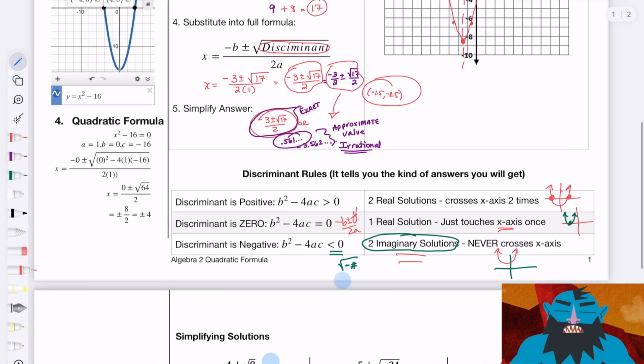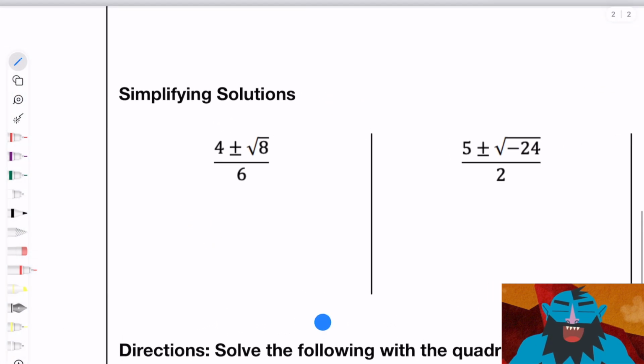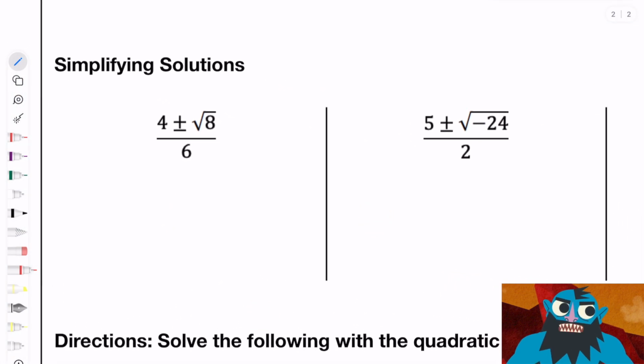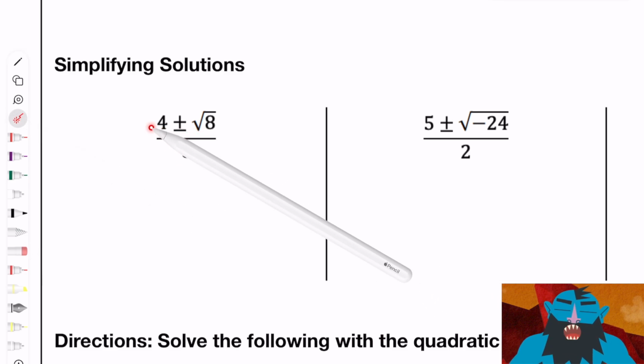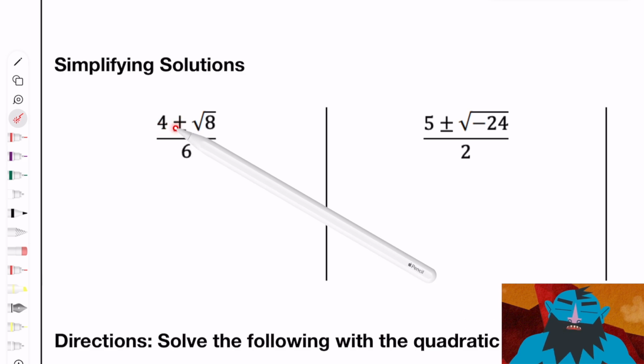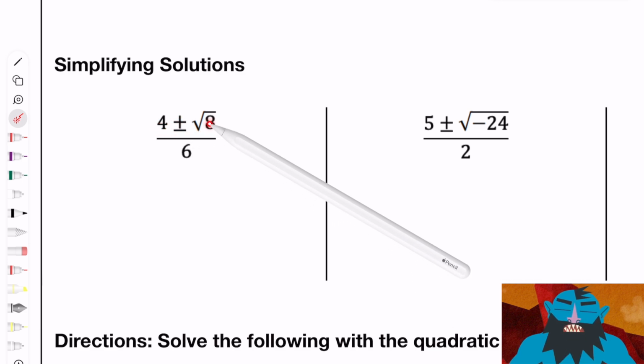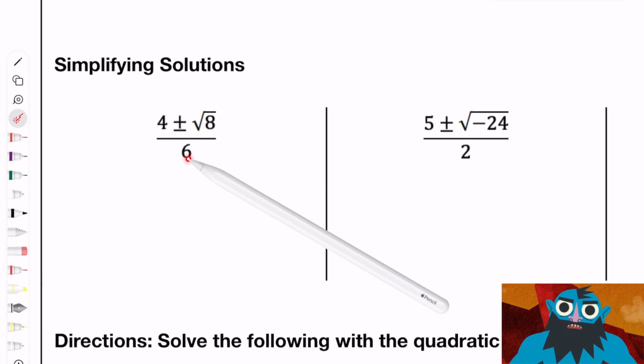Alrighty, so that takes us on to page 2 here. On page 2, we just start by simplifying a few of our radical answers. So this is typically what answers look like when you get done with the quadratic formula. This is the negative of your b value, plus or minus your discriminant that I already calculated, divided by 2a, which came out to 6. Okay, so we're just going to simplify it.